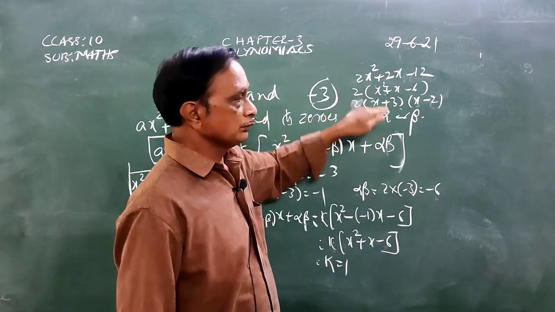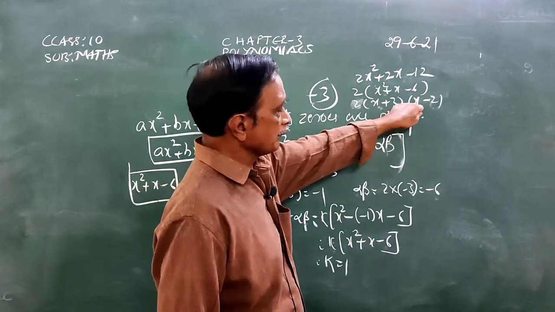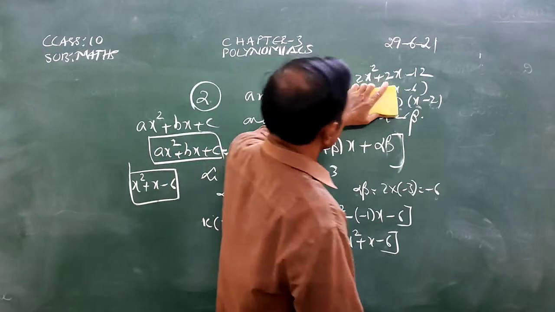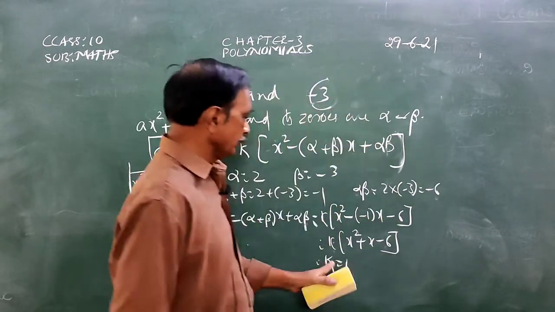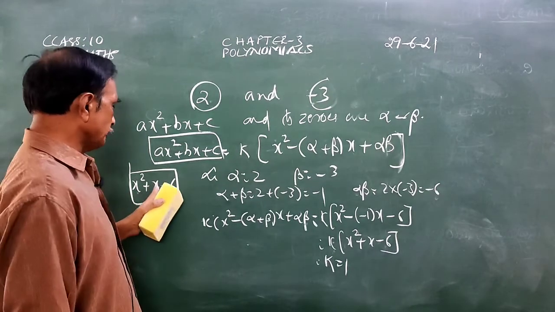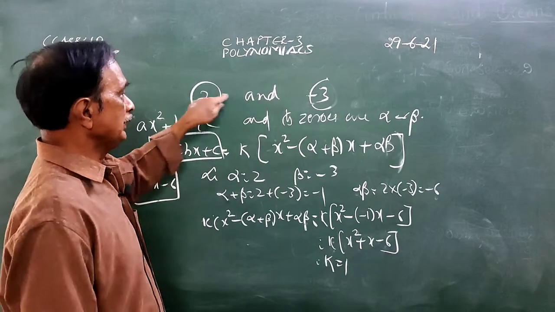When x + 3 equals 0, what is the value of x? −3. When x − 2 equals 0, what is the value of x? 2. So −3 and 2 are the zeros. So you can take any value for k, but we take k equal to 1 here. Then the required quadratic polynomial is x² + x − 6, whose zeros are 2 and −3.